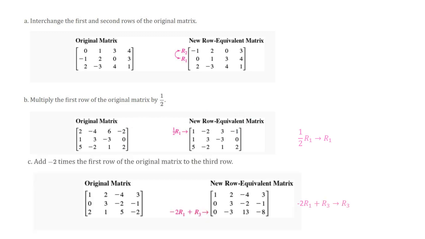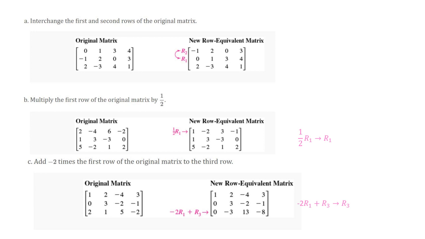And then the last one is we can add negative 2 times the first row of the original matrix to the third row. Let me translate this symbol here. It says multiply negative 2 times row 1, and then whatever you get, you're going to add it to row 3, and whatever you get there, you're going to place in the third row. Let me get my pencil out so I can circle the steps as I'm going.